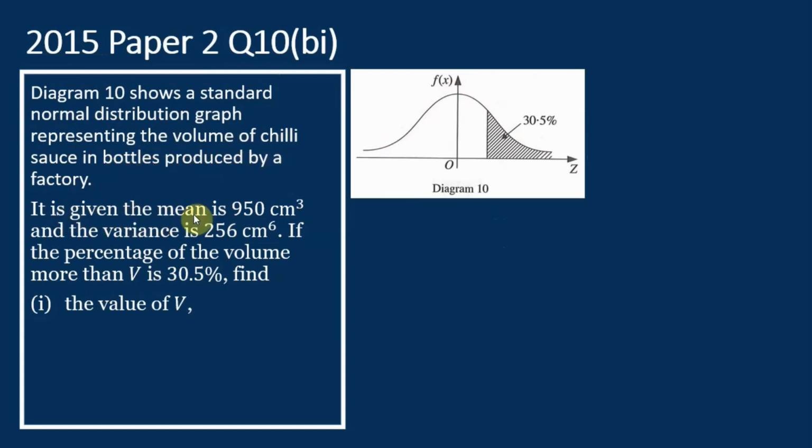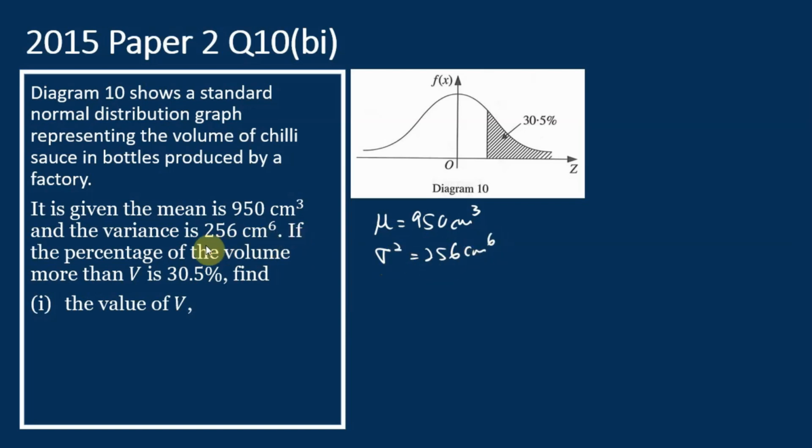It is given the mean is 950 cm³. So the mean is equal to 950 cm³. And the variance is 256 cm⁶. So variance is sigma squared. Sigma is the standard deviation, sigma squared is the variance. So this is equal to 256.